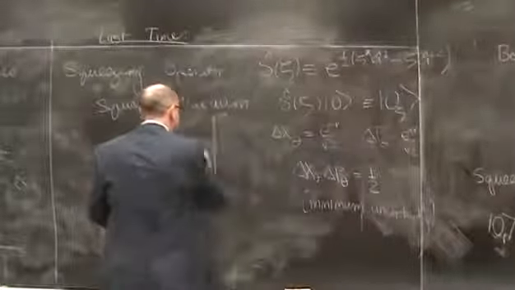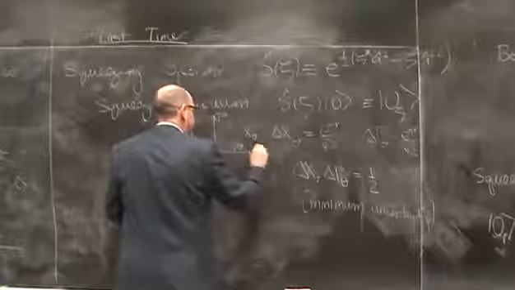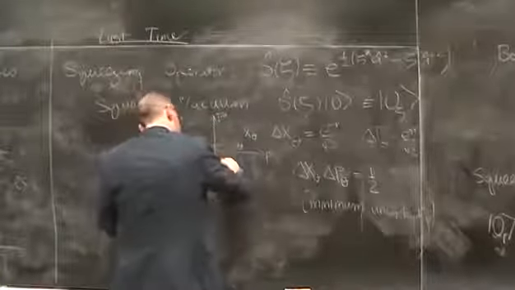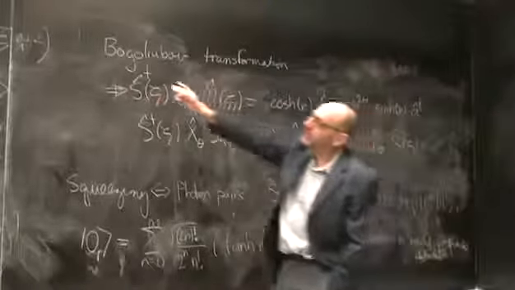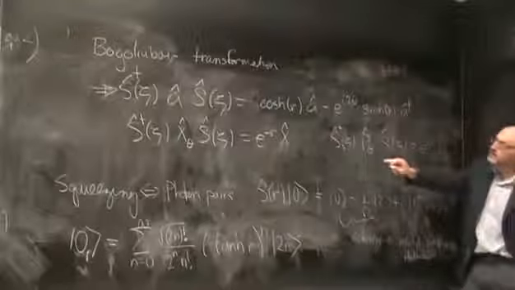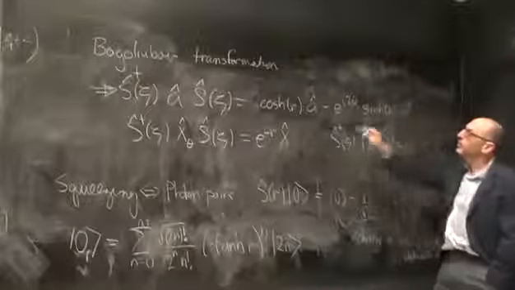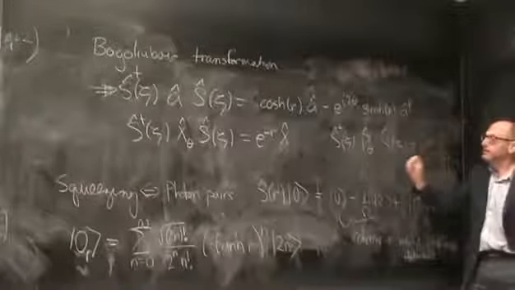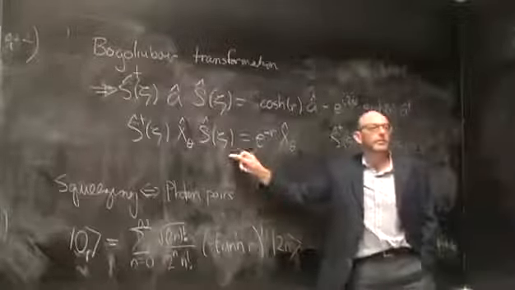Let me try that again. So here's the X quadrature associated with that, and this is the P quadrature. This is the relationship between the Bogoliubov transformations and the group SU(1,1), if you care. But the idea here is that this Bogoliubov transformation, because of this mixing between A and A dagger, rescales X and P along some direction associated with that squeezing parameter.